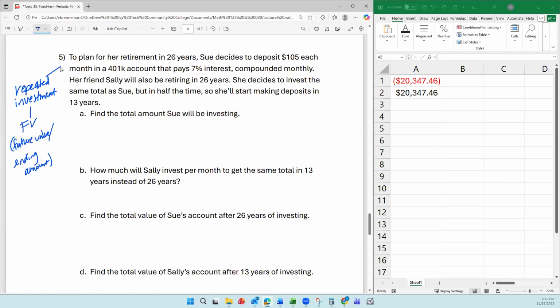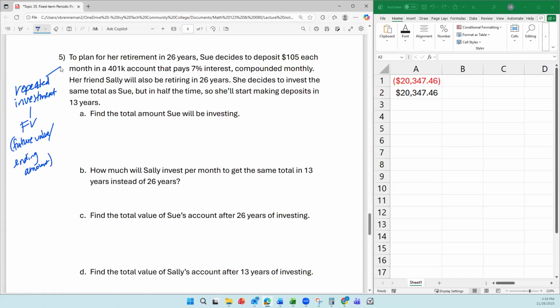Then Sally is also going to be retiring in 26 years, but she doesn't feel like putting $100 away each month right now. She's like, I'm not going to do anything for 13 years. And I'll wait half the time. 13 years, I'll start making deposits and I'm going to invest the same. I'm going to put the same amount of my money in, but I'll do it starting 13 years from now. And I'll do it for 13 years instead of 26 years.